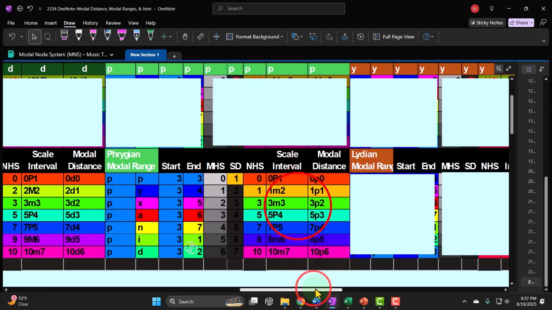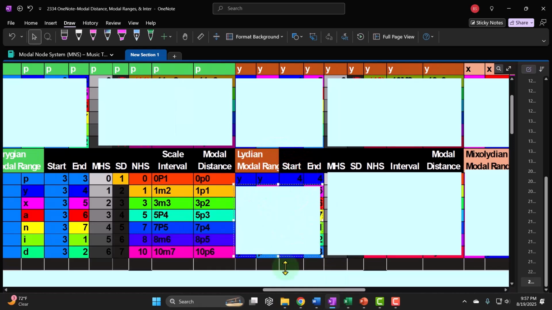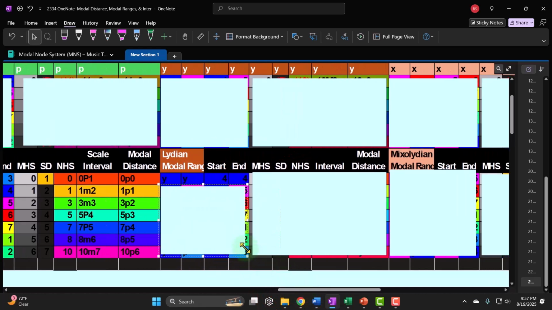What if we start from not the Phrygian, but the Lydian? That would be a YY modal range, Lydian modal range, a Lyd modal range, a blue modal range, 4-4 modal range, Lydian to Mixolydian modal range, a YX modal range, a Lyd mix modal range, blue magenta, 4-5 modal range, a Lydian to Aeolian modal range, a Lyd AO modal range, YA modal range, 4-6 modal range, blue-red modal range, a YN modal range. That's going to be the Lydian to the Locrian modal range, a Lyd Loc modal range, a 4-7 modal range, a blue-yellow modal range.